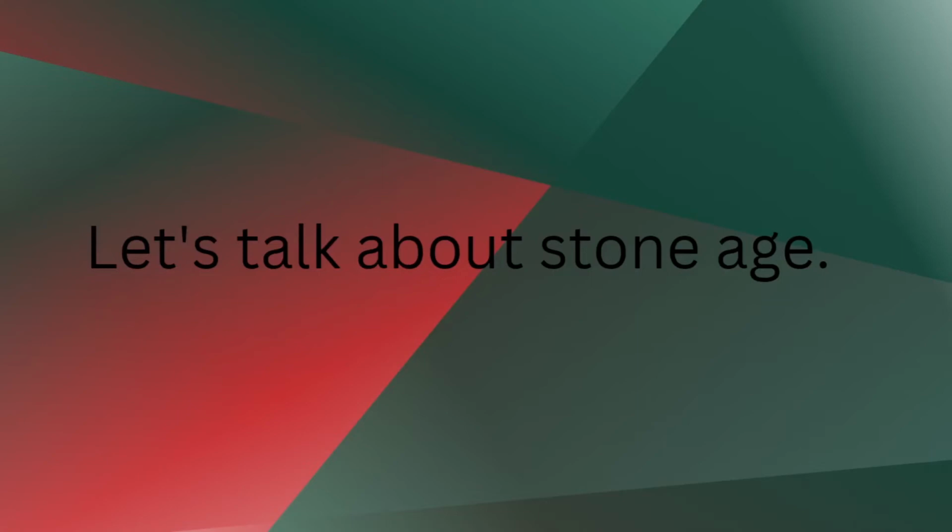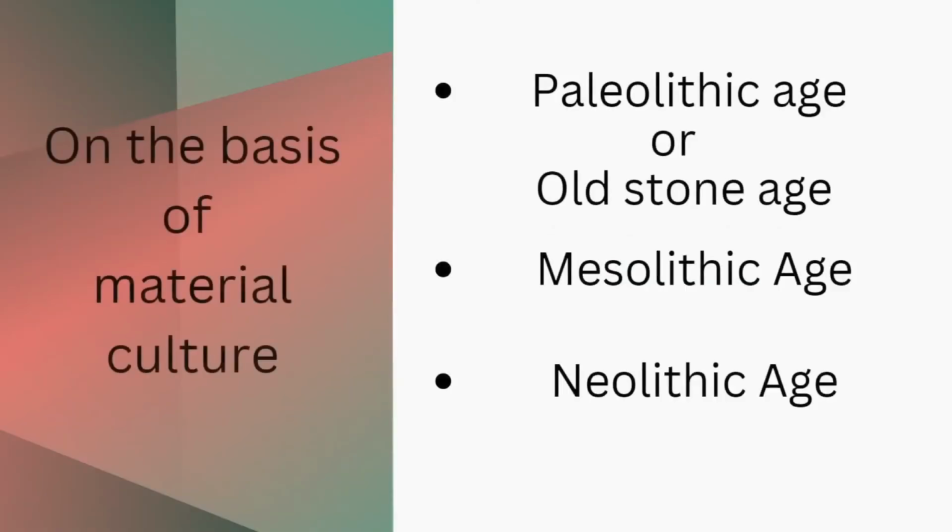So let's take the material culture. We will divide the material culture into three ages: Paleolithic age or Old Stone Age, then the Mesolithic age, then the Neolithic age. In case of the Paleolithic age, we will divide it into three parts: Lower Paleolithic, Middle Paleolithic and Upper Paleolithic age. The Paleolithic age lasted till 10,000 years ago, which is 8000 BC.